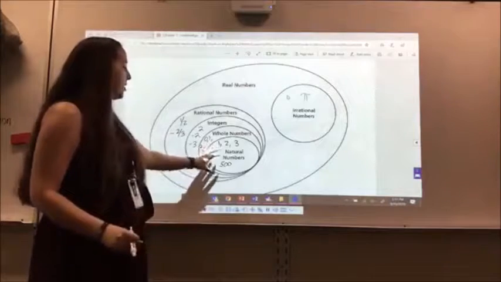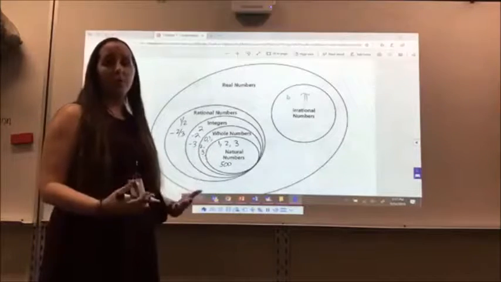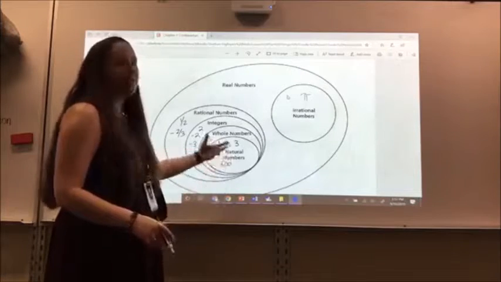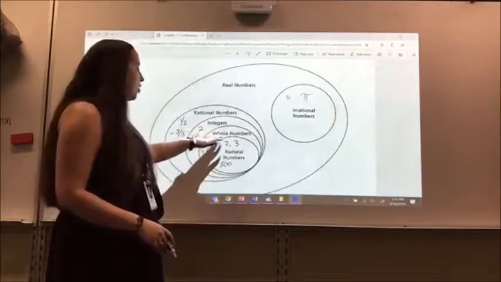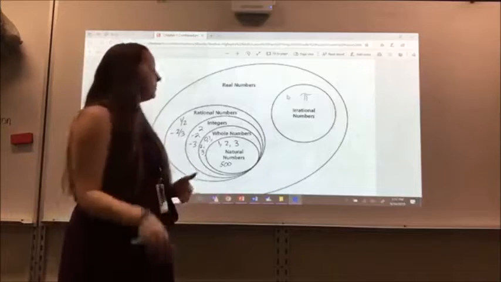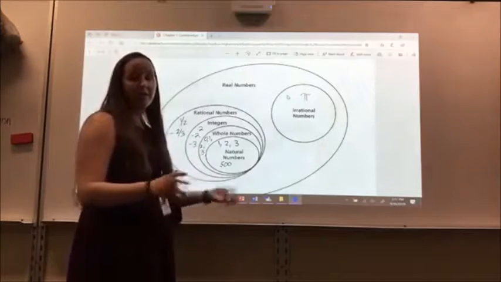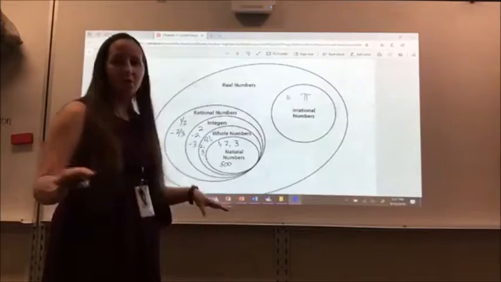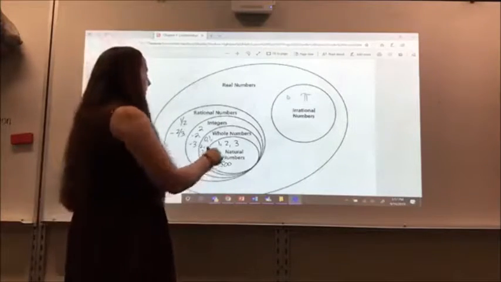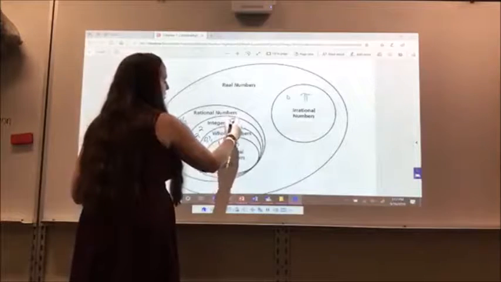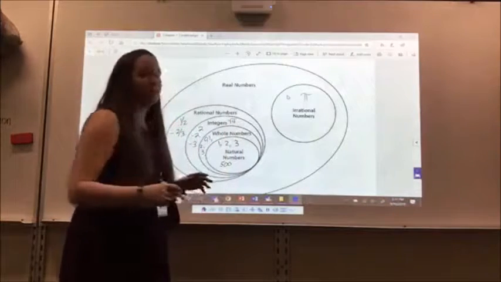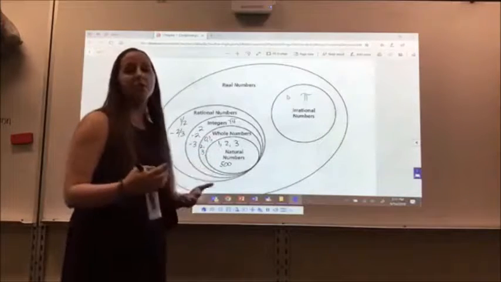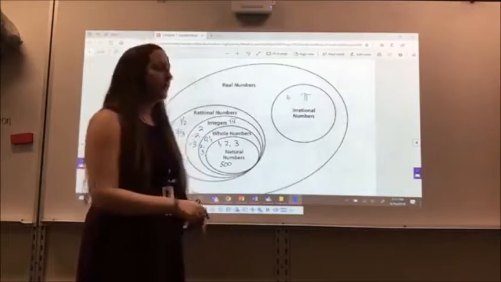So the smallest group are positive whole numbers. They don't include 0. Whole numbers include 0 but are still positive. Integers include positive and negative, but they're still whole numbers, so there are no decimals, anything like that. Something like the square root of 4 is also considered an integer. It's also considered a whole number and a natural number because the square root of 4 simplified is 2.